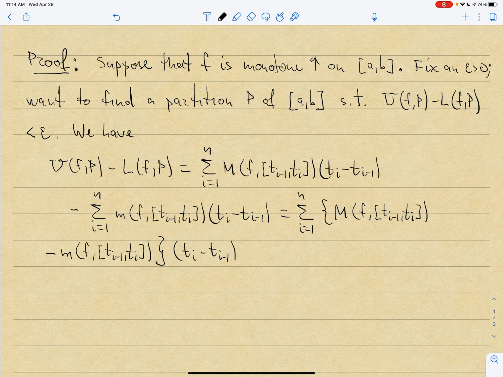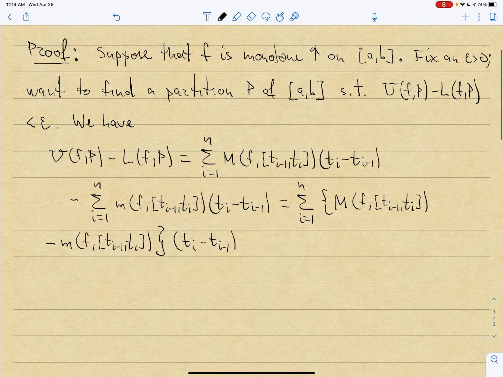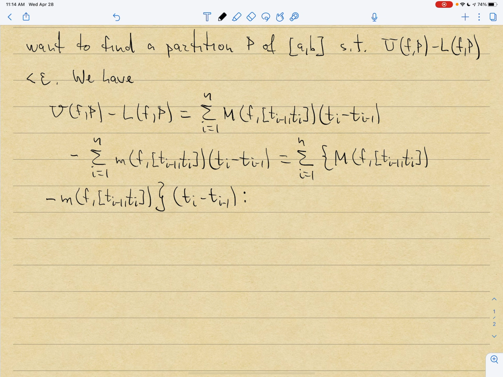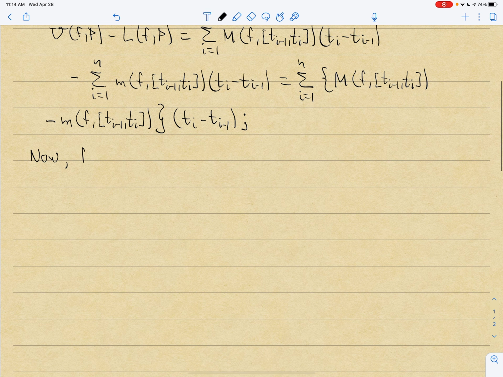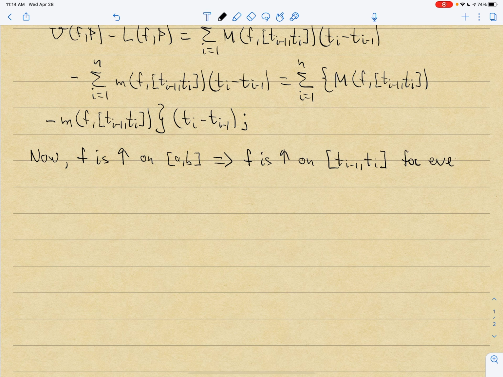Okay, but now let's see. We have a function f, which is monotone increasing on [a, b]. What does that mean? If the function is monotone increasing and I'm looking on any subinterval of the interval [a, b], then on that subinterval f should also be increasing, right? So f is increasing on [a, b], and therefore f is increasing on [t_{i-1}, t_i] for every i.